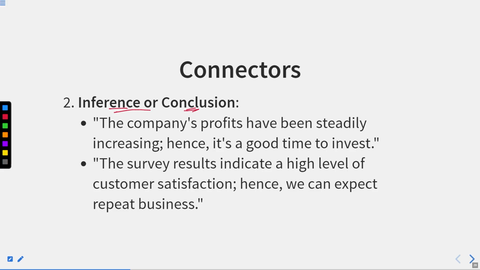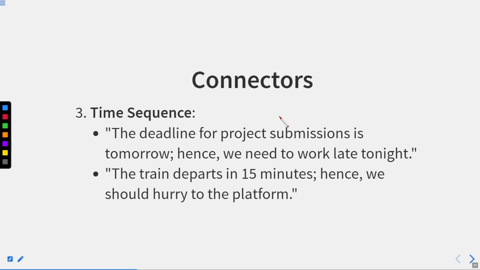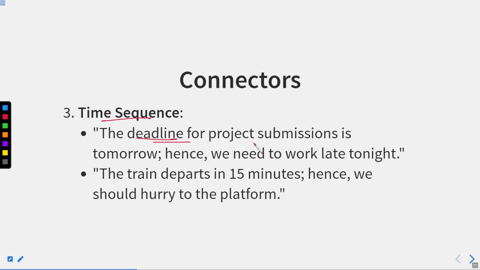Inference or conclusion. The company's profits have been steadily increasing. Hence, it is a good time to invest. The survey results indicate a high level of customer satisfaction. Hence, we can expect repeat business. Time sequence. The deadline for the project submission is tomorrow. Hence, we need to work late tonight. The train departs in 15 minutes. Hence, we should hurry to the platform.